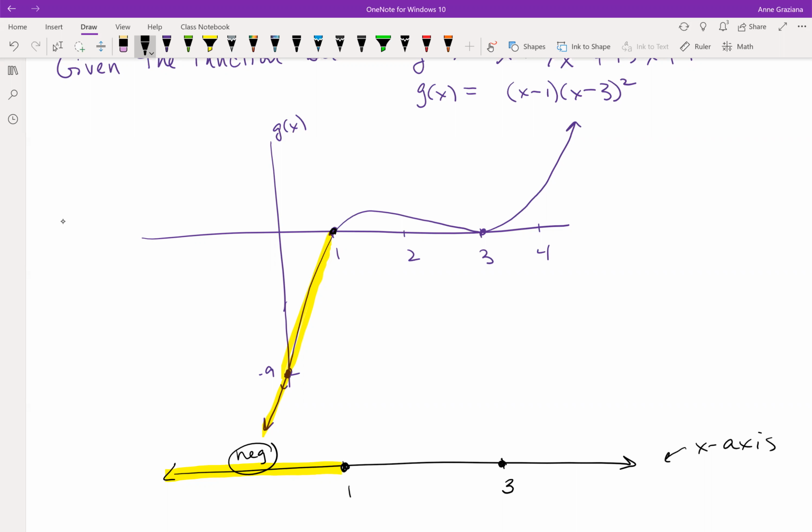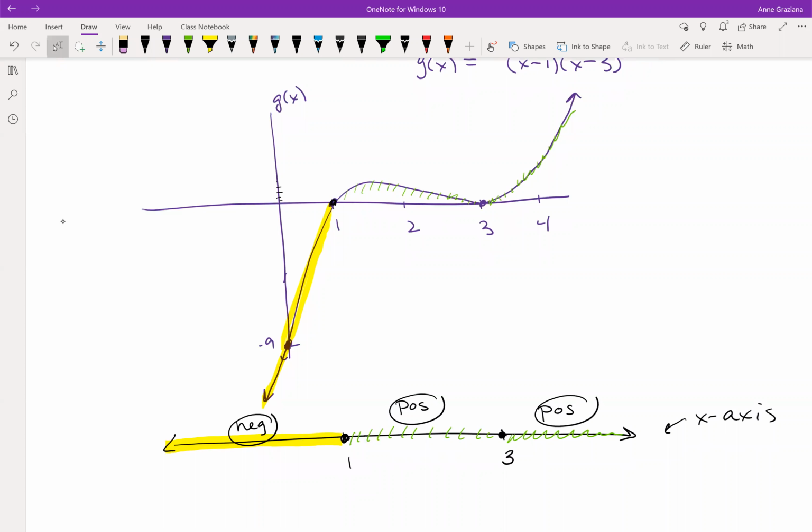Yes. Then at 1, it switches. It goes above. I'm above the x-axis now. So the outputs become positive. And when I say outputs, I'm looking at the y values. Then after 3, I'm still above the x-axis, so it does not change again. It stays positive. Functions don't have to flip-flop. Sometimes they do. This one is negative, positive, positive. Any questions on that?